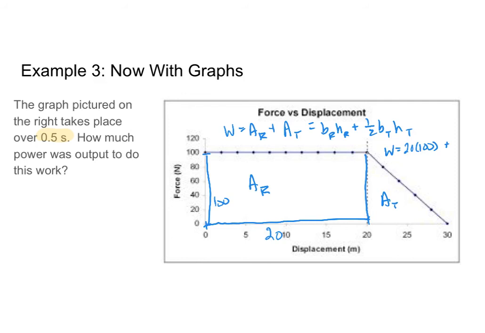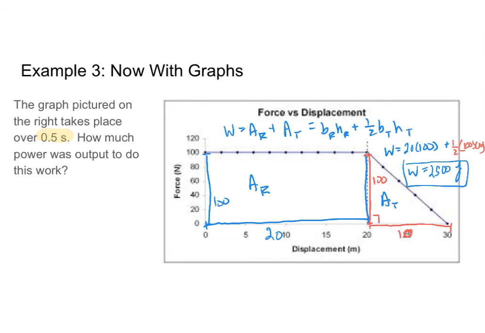plus, same thing for my triangle, so I know my triangle has a height of 100, and that's going to be the side that is going up from my right angle. And I know that it has a base of 10, since I'm starting at 20 and going to 30. So for the triangle, I will write 1/2 times 100 times 10. And from here, I can figure out the work done. When I do so, I will find that the work done in this graph is 2,500 joules.